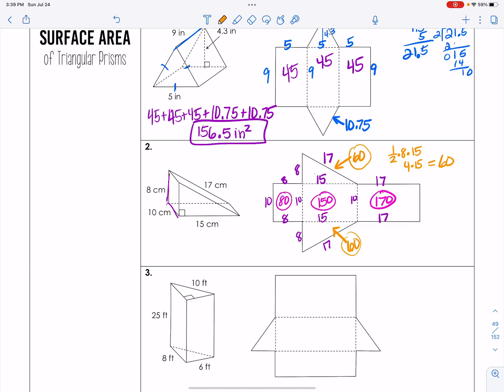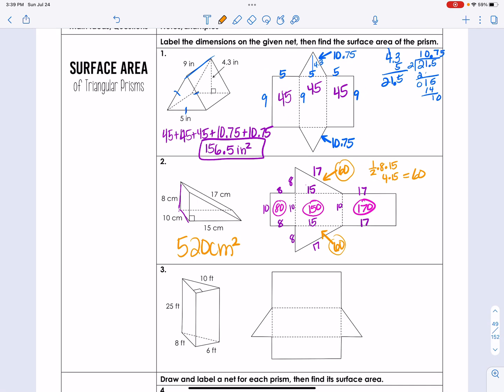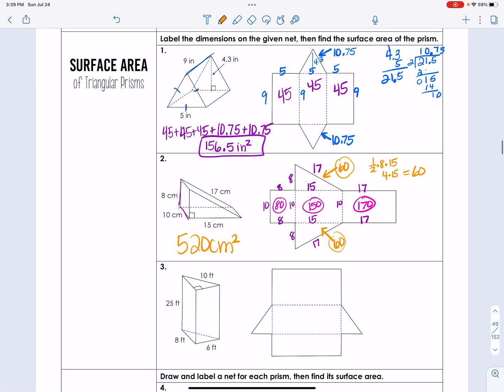So then I'm going to take all 5 of those numbers, and I'm going to add them up. So take your calculator and add up those numbers. 80 plus 150 plus 170 plus 60 plus 60, and I got 520 centimeters squared. Okay, I would like you to pause the video and try number 3.